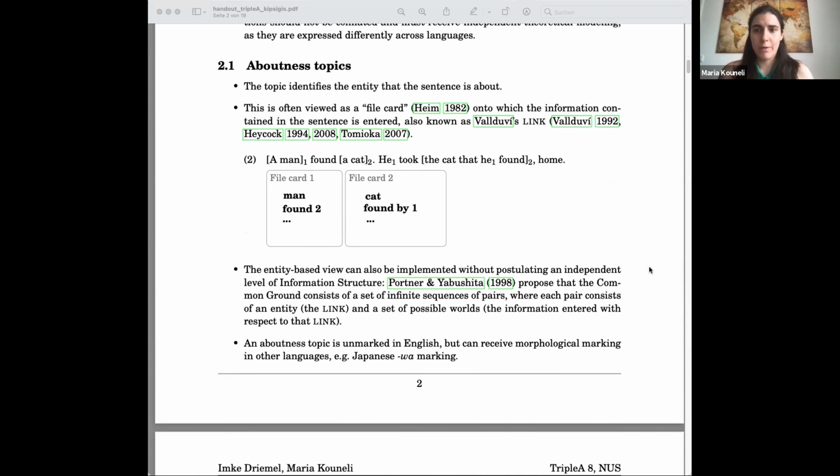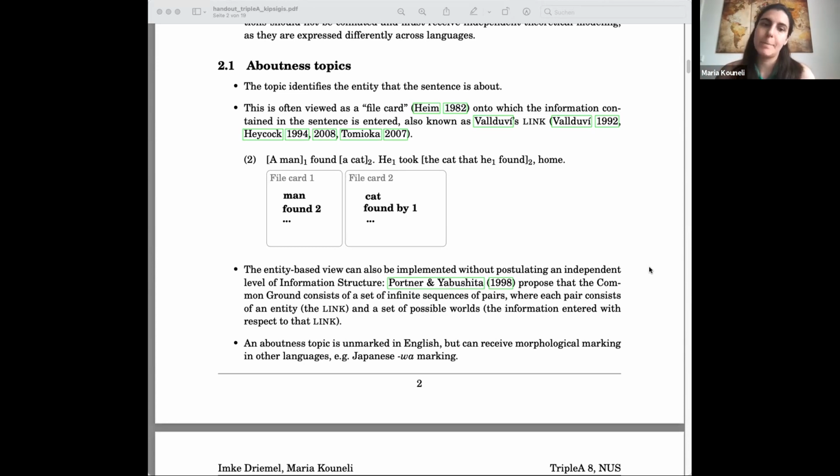So let's see an example of how file cards work. In (2), we have: a man found a cat. He took the cat that he found home. And here, when a man is introduced, we create a file card where we enter the information. And with the cat, we create another file card where cat is entered. And then as the discourse progresses, we update the file cards with information on these entities. So for example, we see in file card 1, we can update it by saying found 2, which would be the cat. And this way we see that the file cards can be linked and they can reference entities in other file cards.